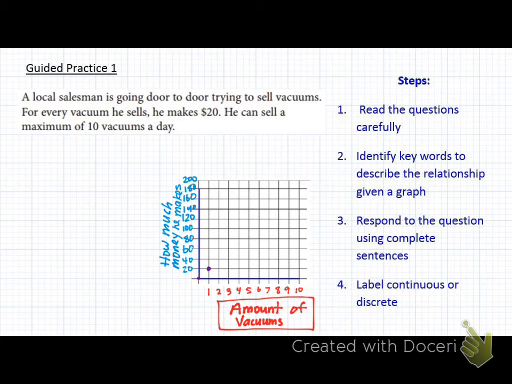What happens if he sells 2 vacuums? 40. What happens if he sells 3 vacuums? Good, right? And we keep writing this all the way up, right? Good. So turn to your neighbors, look at theirs, and give me a thumbs up if theirs looks like mine. If not, then give me a thumbs down.